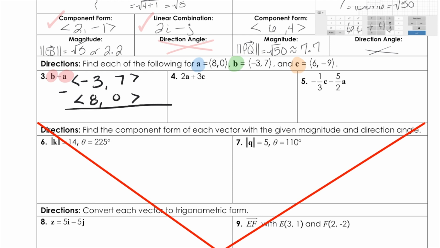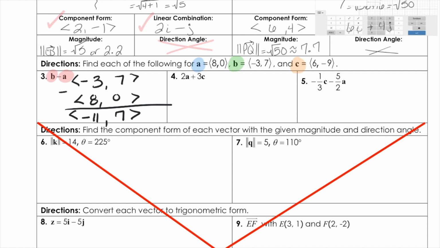So you just perform those foundational operations. -3 minus 8 gives me a -11. And 7 minus 0 gives me 7. So my new vector is -11, 7.